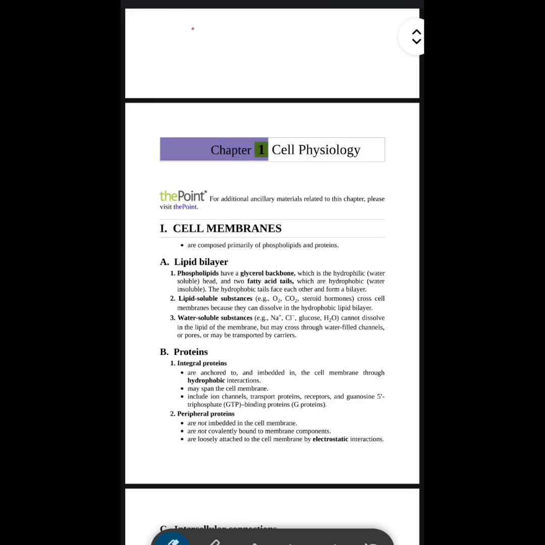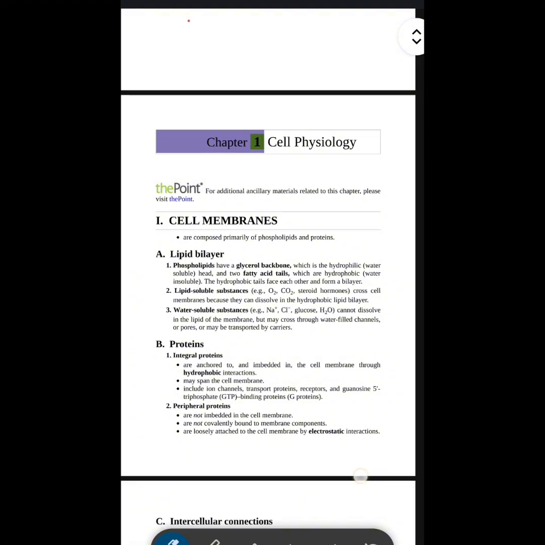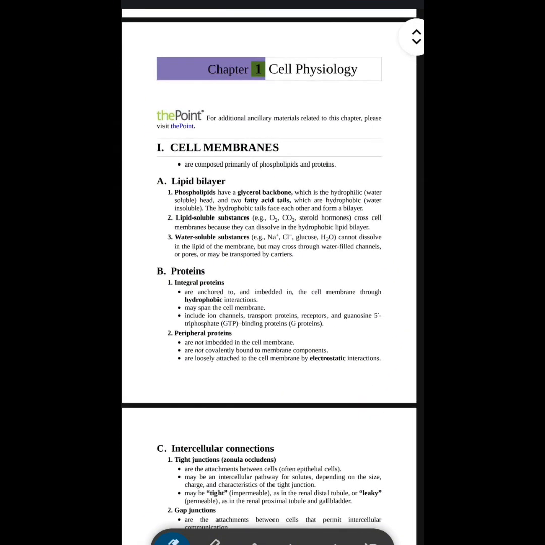So today our topic is from the BRS Physiology, Chapter 1, Cell Physiology. First we start with the cell membrane, which is composed primarily of phospholipids and proteins in a lipid bilayer. The phospholipid has a glycerol backbone. The head is hydrophilic, water soluble, and it has two fatty acid tails which are hydrophobic, water insoluble. The hydrophobic tails face each other to form the lipid bilayer.